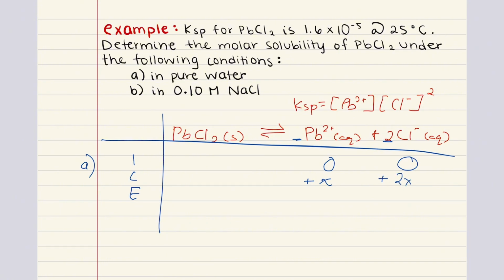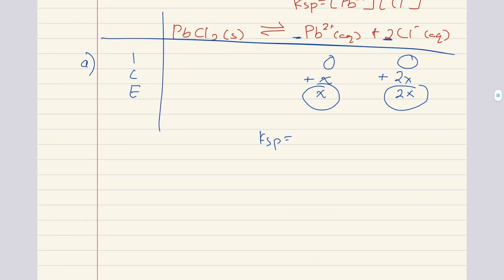And now we can write our equilibrium concentrations. For Pb2+, it's x, and for chloride, it's 2x. And we're going to use these equilibrium concentrations to rewrite our Ksp expression. Ksp is equal to x multiplied by (2x) squared, and this is equal to 1.6 times 10 to the negative 5. Let's expand this part. This is x multiplied by 4x squared. That gives us 4x cubed, and that's equal to 1.6 times 10 to the negative 5.